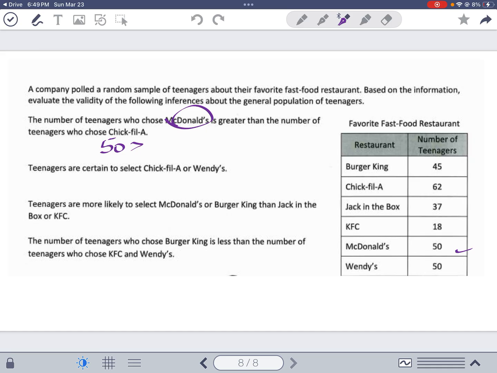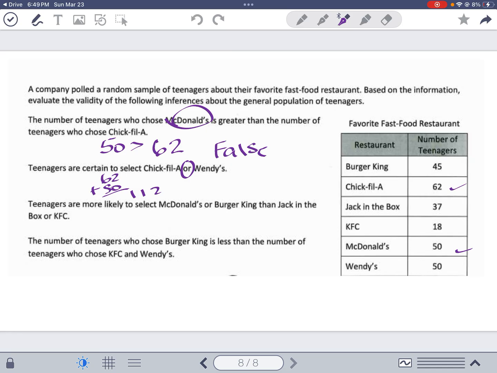The number of teenagers who chose McDonald's, so McDonald's is 50, is greater than the number of teenagers who chose Chick-fil-A. Well, we know that that is false. More teenagers chose Chick-fil-A. Surprise, surprise. Teenagers are certain to select Chick-fil-A or Wendy's. So Chick-fil-A is 62 and Wendy's is 50. So 62 plus 50 is 112.